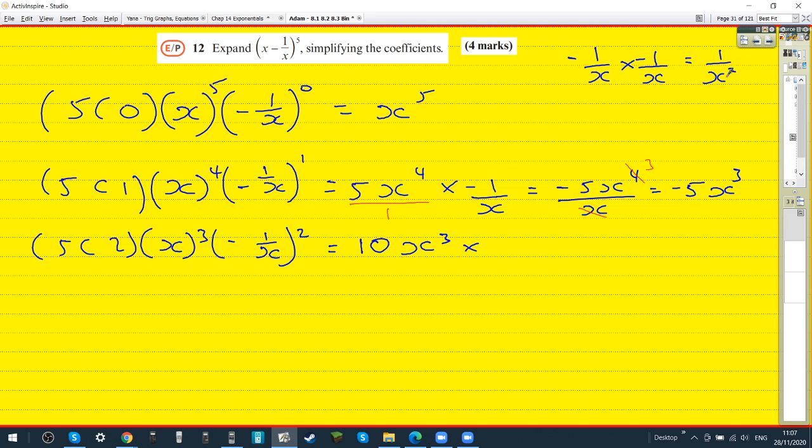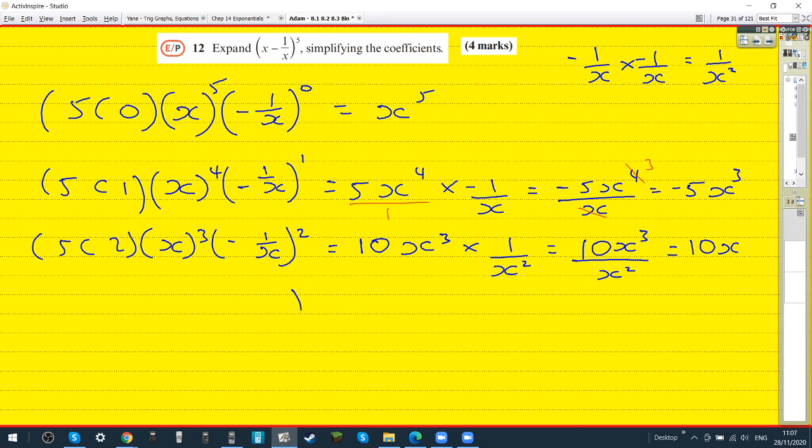Well done. One times 1 over x, which gives you 10x cubed over x squared, which gives you 10x. Very good. Okay. Next one.